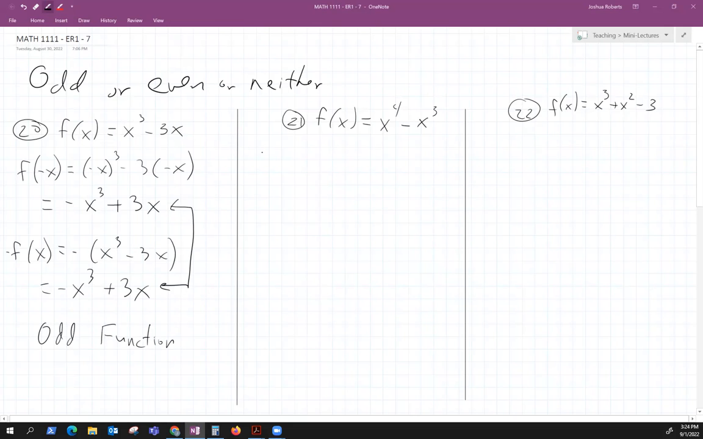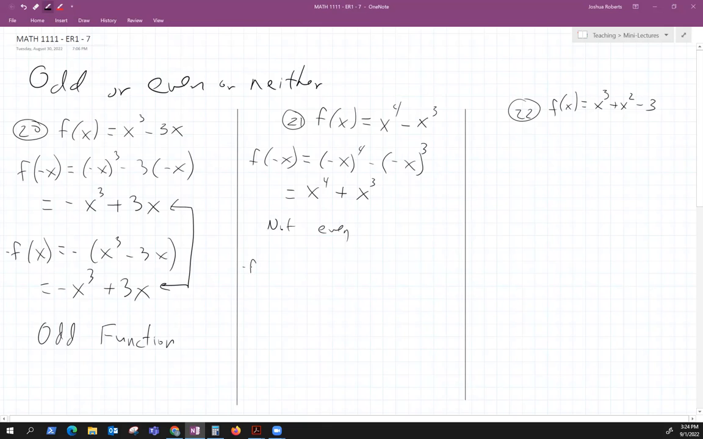For the second one, again, we look at f of negative x, and we're going to have negative x to the fourth minus negative x cubed. Since this is being raised to an even power, this will be x to the fourth, and this is raised to an odd power, so a negative will pop out. So this will be plus x cubed. This is not the same thing as f of x, so the function is not even.